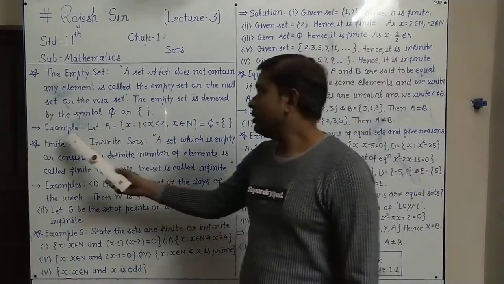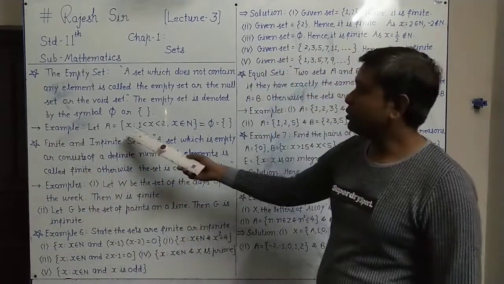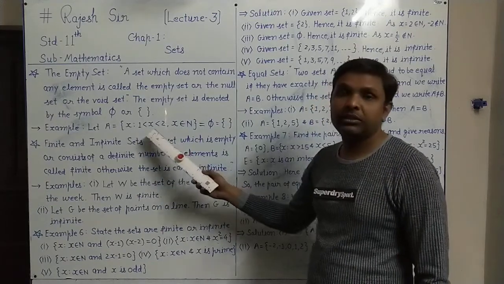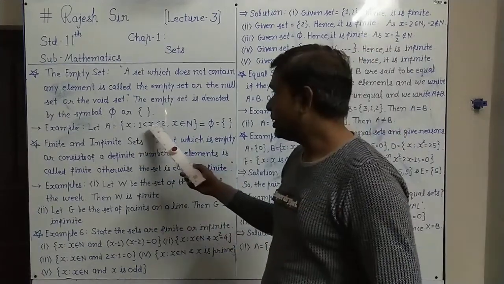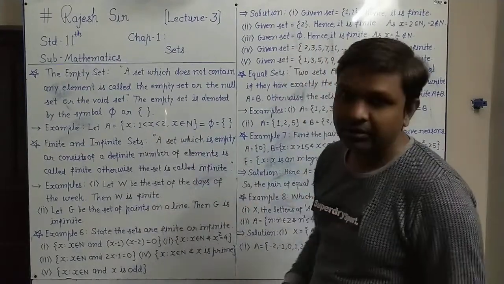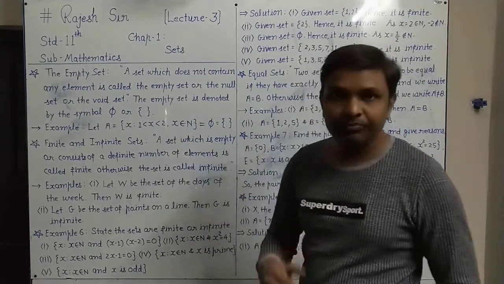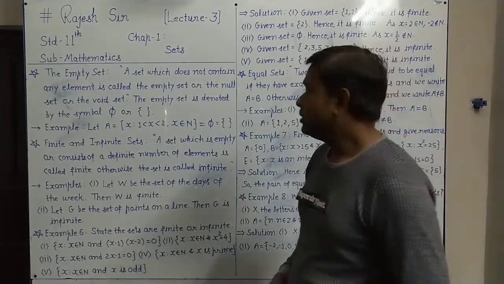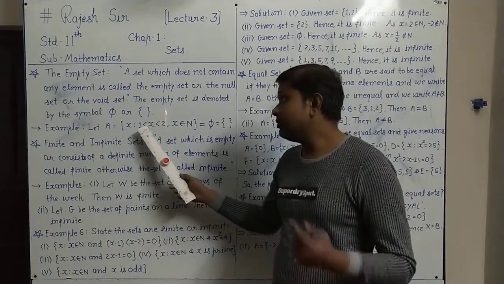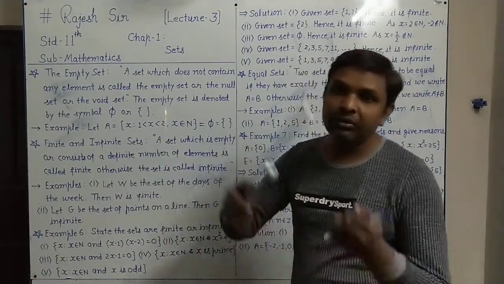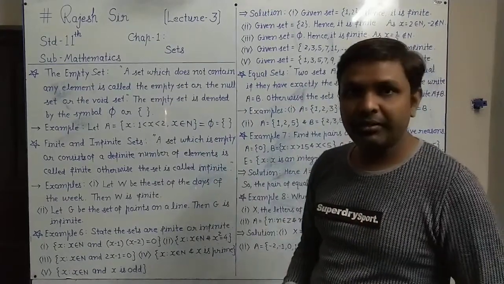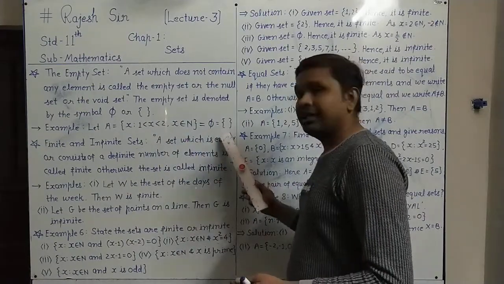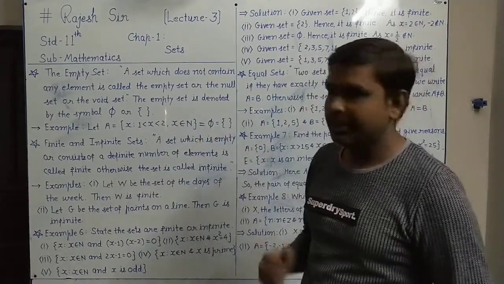Example: let A equal to the set of x such that 1 less than x less than 2, meaning x is more than 1 but less than 2, and x belongs to N, meaning natural numbers. The natural numbers are 1, 2, 3, 4, 5, 6, 7. Between 1 and 2 there are no natural numbers. Therefore it is phi, meaning no elements will be there in this null set. It is one example of an empty set.